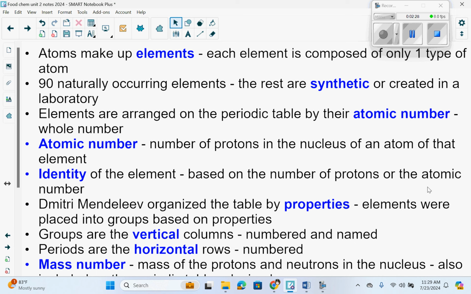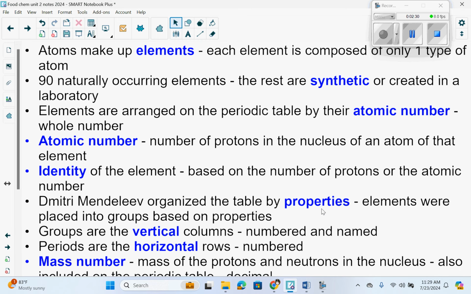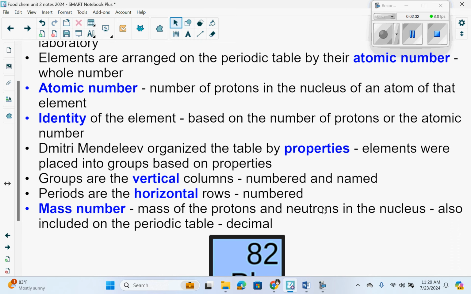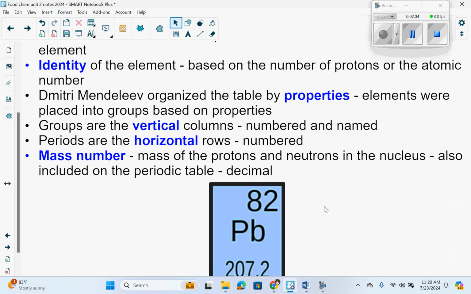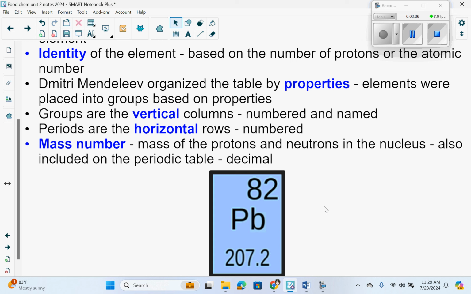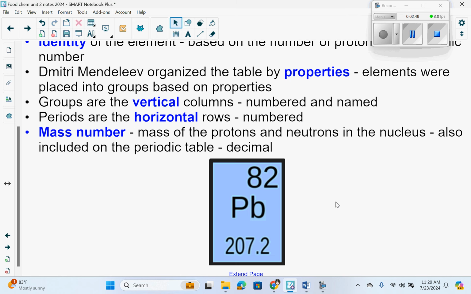And it was Mr. Dmitri Mendeleev who organized the table by properties. Elements were placed into groups based on properties. Groups are the vertical columns that are numbered and named. Periods are the horizontal rows that are also numbered. And then there's also a mass number, which is the mass of the protons and neutrons in the nucleus. And this is also included on the periodic table.